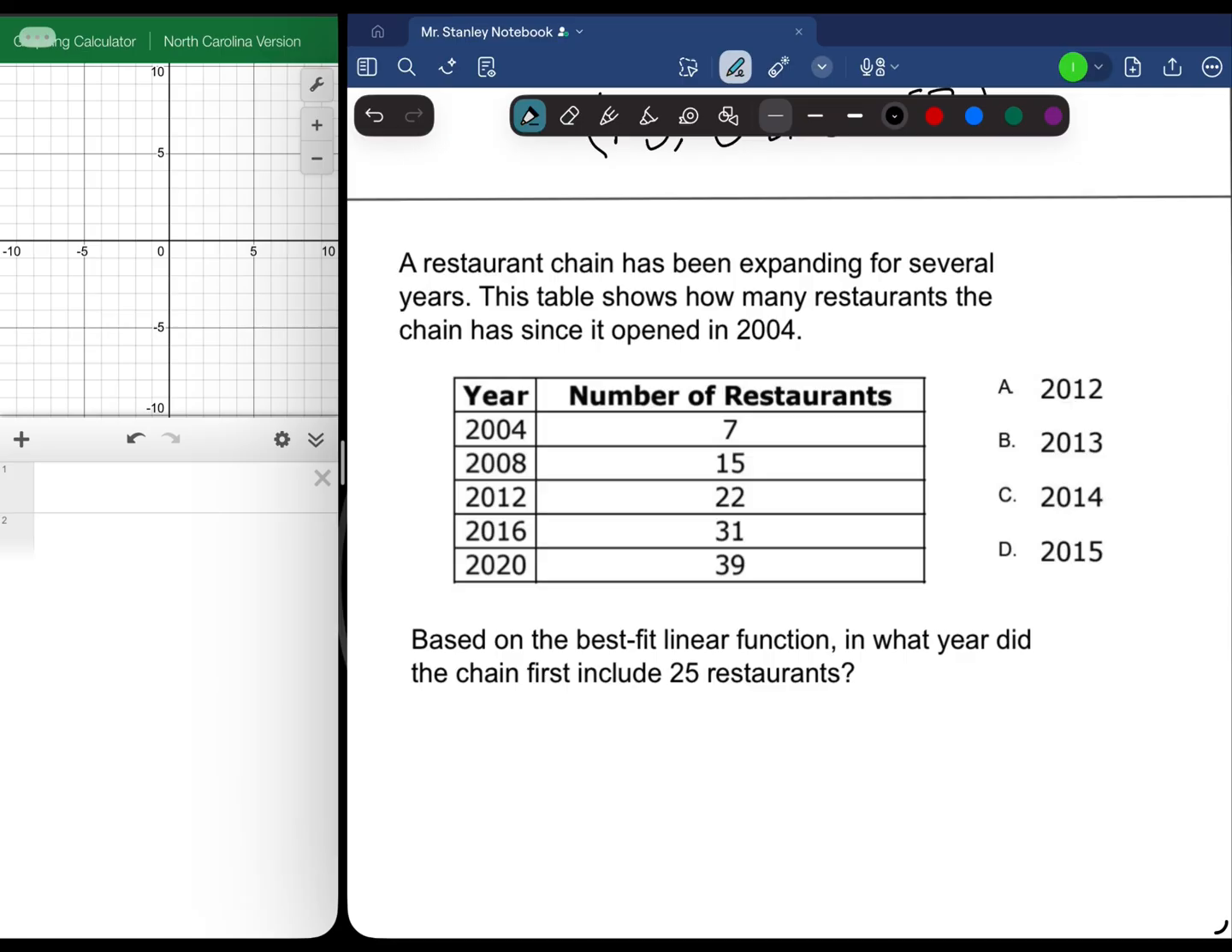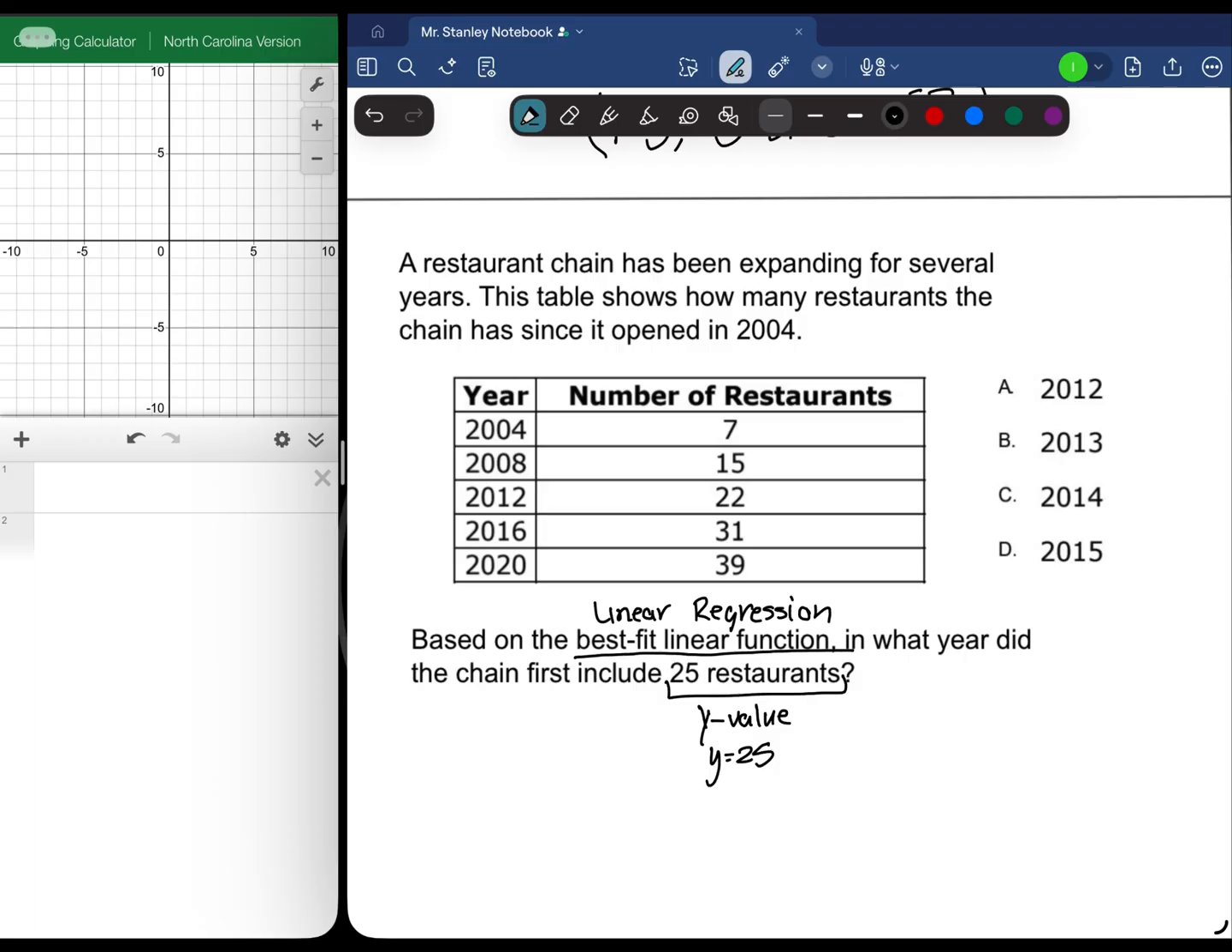So just looking at that from the beginning, the first thing that stands out to me is best fit linear function. Best fit linear function is another one for linear regression. So we're looking for a linear regression in this. So after we know what we're looking for, it talked about the 25 restaurants. Now, 25 restaurants, we're looking for restaurants in our table. The restaurants is in the second column, which is the Y value. So they gave us our Y value in this one. So that means when we enter it in Desmos, we're going to do y equals 25.